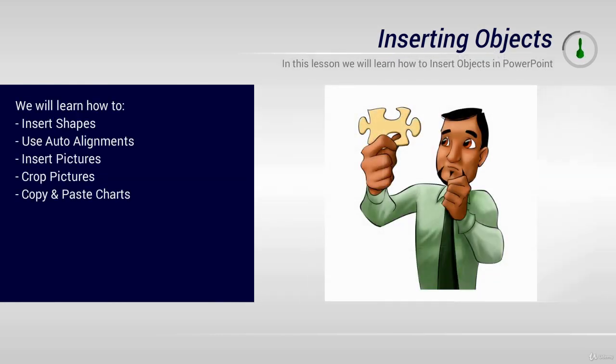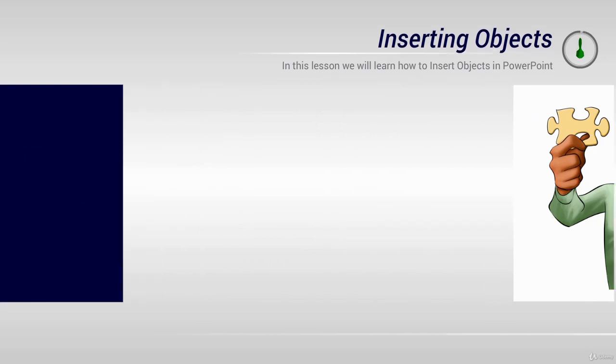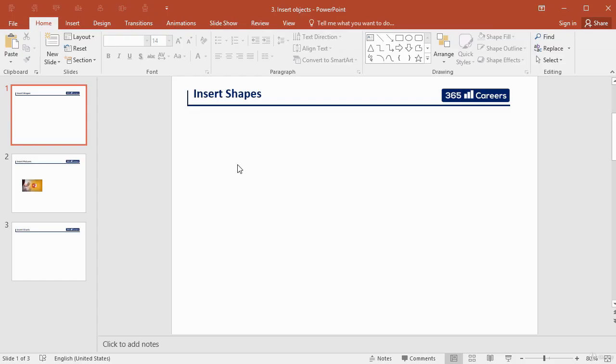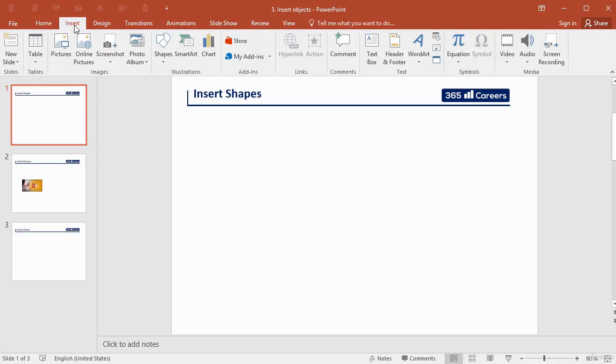In this video, we will learn how to insert various types of objects in PowerPoint presentations and how to modify their formatting. When we want to add an object, we have to click on the Insert tab, where we'll find a number of options. We can choose whether to add a table, a picture, shapes, etc. Let's say that we would like to add a rectangular box.